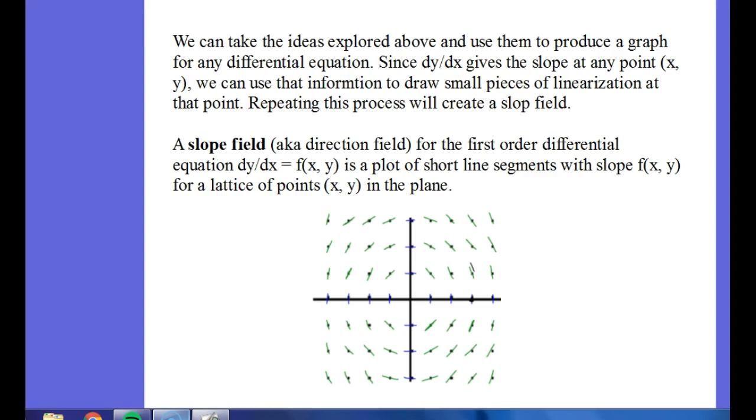Did yours say a slop field? Yeah? I lost my E. So create a slope field. A slope field is also known as a direction field. For the first order differential equation dy/dx equals f(x, y), it is a plot of short line segments with slopes for those points. We also sometimes refer to these as lattice points. If you looked at this, what shape do you kind of see from this graph? Yeah, you kind of see a circle.